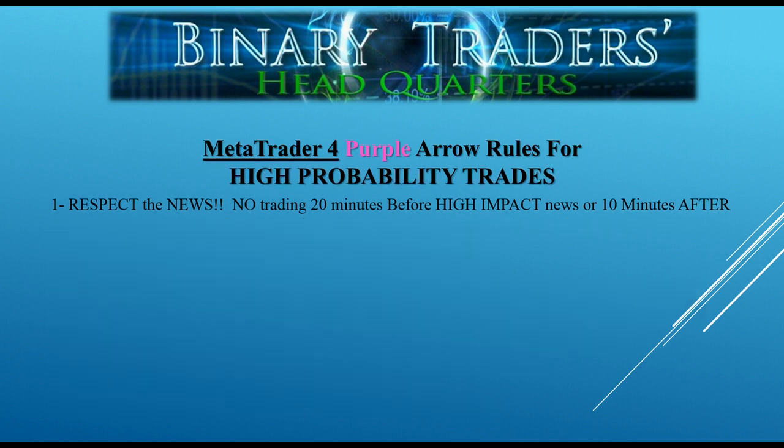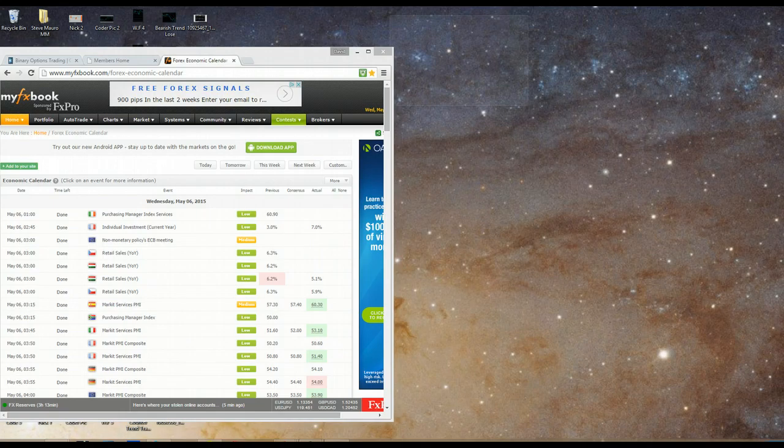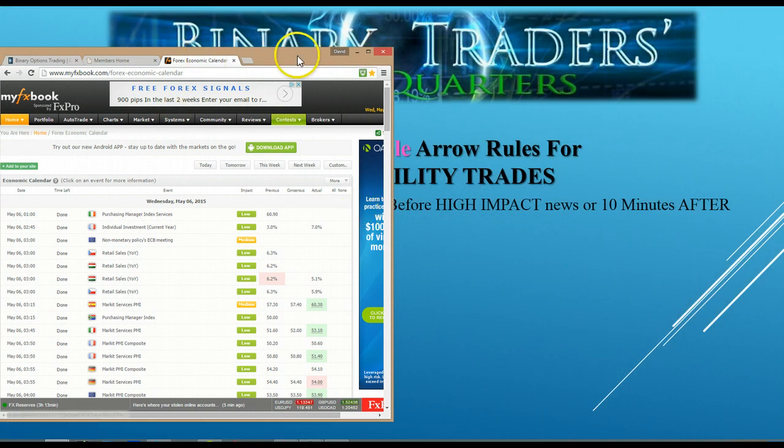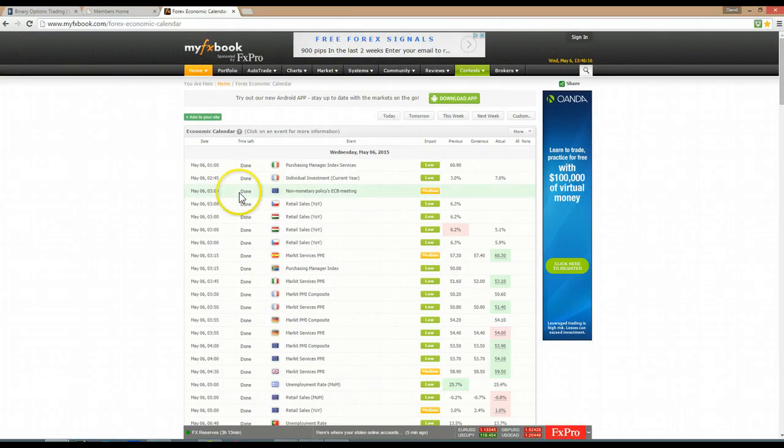So let's go into the first rule, which is respect the news. No trading 20 minutes before high impact news or 10 minutes after. You really want to stay away from trading around high impact news because without a doubt, high impact news is going to have an effect on the market. This is an important rule, and this is something that you'll be able to use right here.